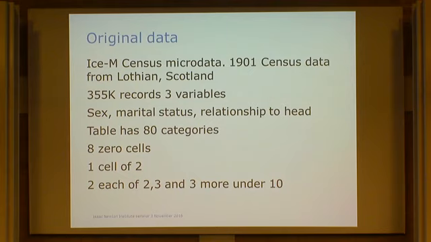Some of them are obviously, or should be, structural zeros. For example, a lodger's wife should be married, and a spouse should be married. But there are others where it's not clear whether it is a structural zero or not. As well as the 8 zero cells, there's 1 cell of 2, and 2 each of 2, and 3, and 3 more under 10. So you've got a table which is very sparse at one end, but then quite quickly gets rather large because you've got to fill up your 80 categories with 355,000 observations.